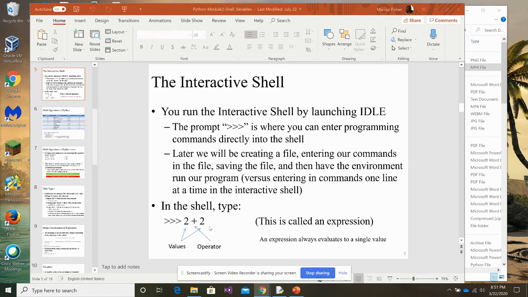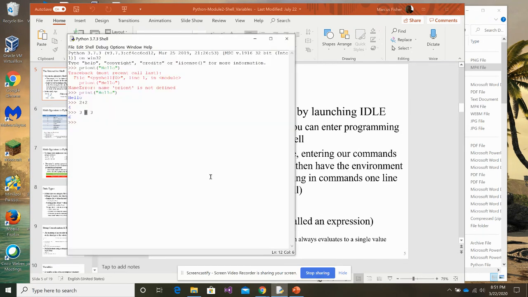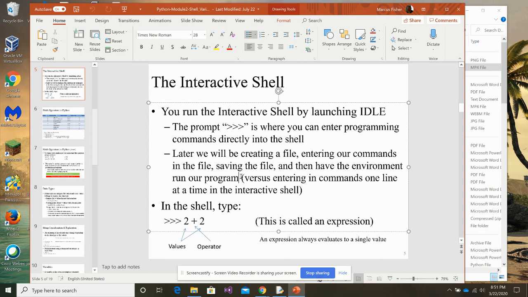We talked about a mathematical expression where we have one value on the left, a mathematical operator, the addition sign, and another value on the right hand side. This expression always gets evaluated, and we saw in the interpreter that we can treat the interpreter as a calculator. So if I want to raise 3 to the power of 2, it's going to respond with 9. So that's 3 squared, 3 times 3. Okay. Now, let's move on.